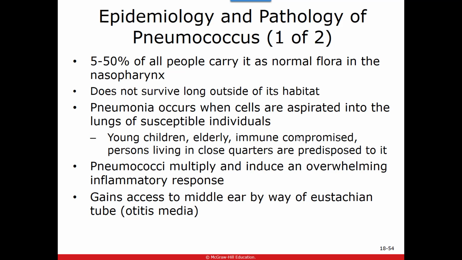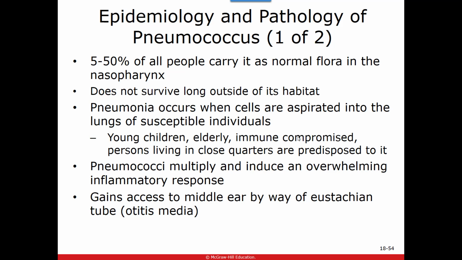Luckily, it doesn't survive very long outside of the body, but the people that are at highest risk are young children, elderly, those that are immunocompromised, and people that live really close to each other, because it's not spread easily, since it doesn't live outside of its host for very long. So those that live in really close quarters with each other are going to be at a higher risk of picking it up.